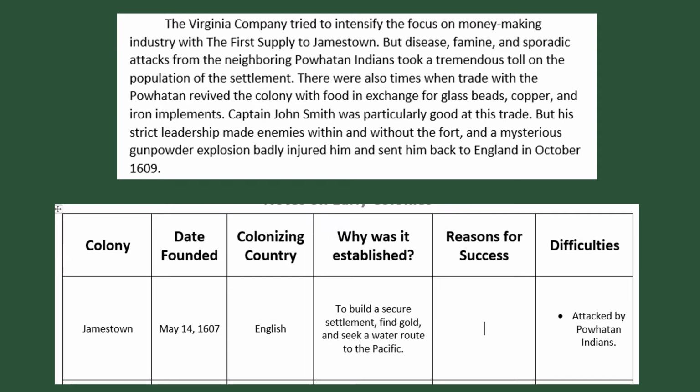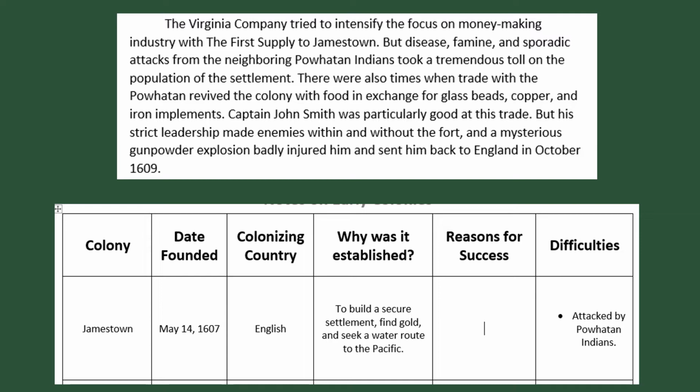There were also times when trade with the Powhatan revived the colony with food in exchange for glass beads, copper, and iron implements. Captain John Smith was particularly good at this trade, but his strict leadership made enemies within and without the fort, and a mysterious gunpowder explosion badly injured him and sent him back to England in October 1609.